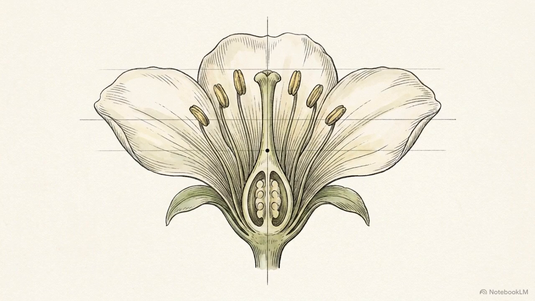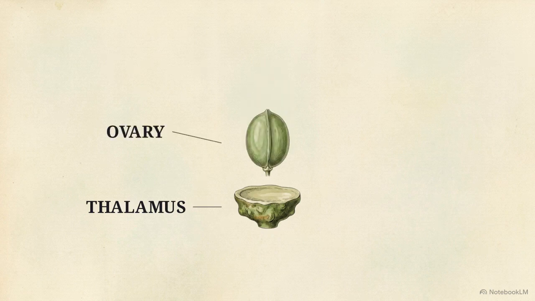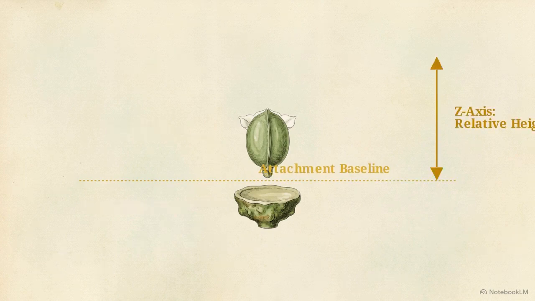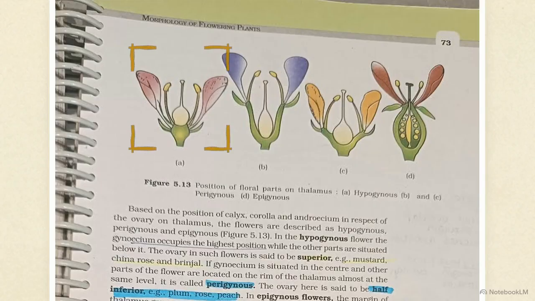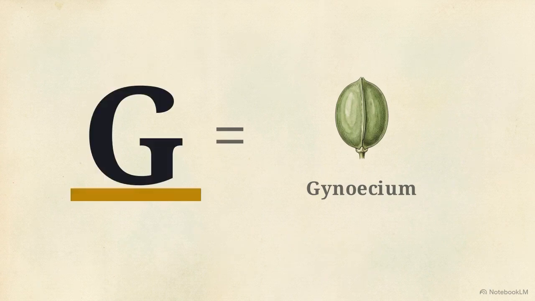Now we must plot the vertical architecture of the entire structure. The central base platform of the flower is the thalamus. The final structural variable is the position of the reproductive ovary relative to the other whorls on that platform. This illustration outlines a hypogynous architecture. The gynoecium occupies the highest point on the thalamus, with the other whorls attached below it. This is a superior ovary. To translate this elevation into the botanical code, we write the letter G and draw a line directly beneath it.